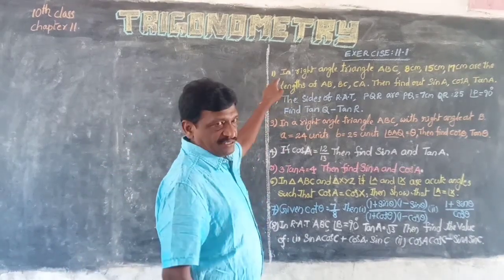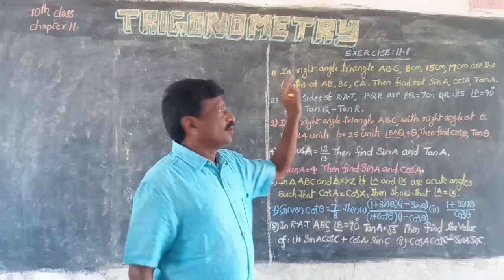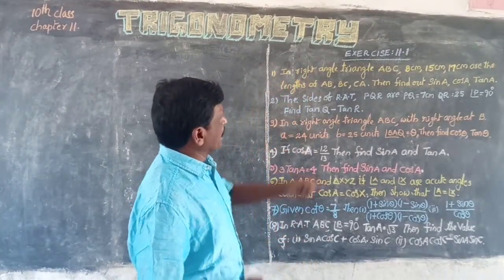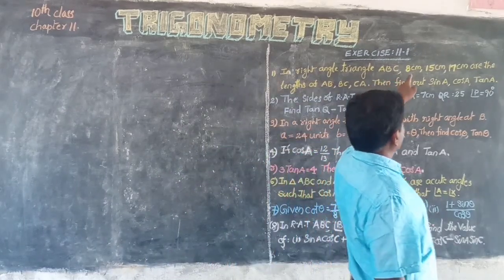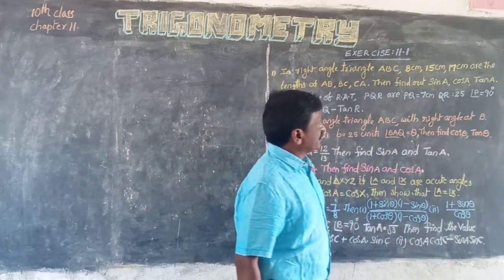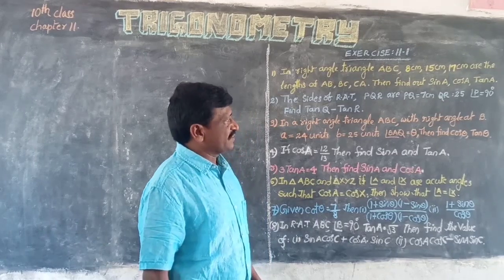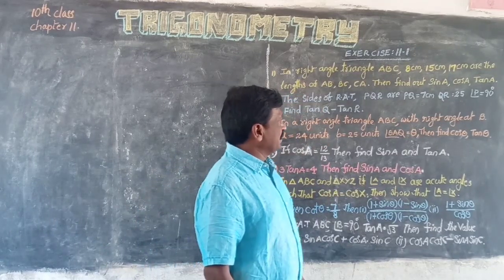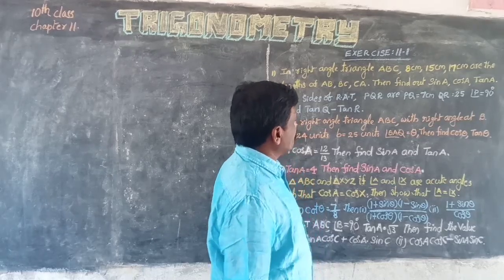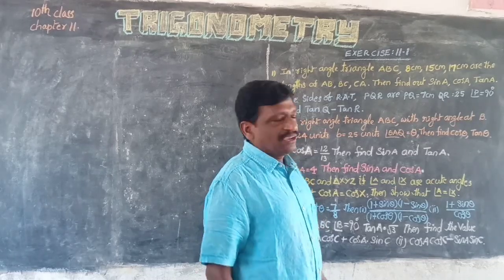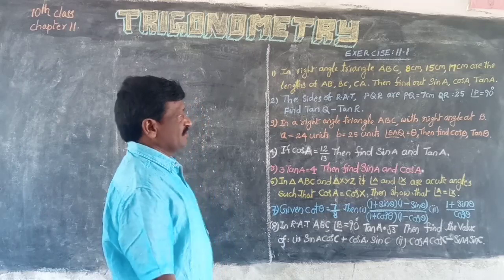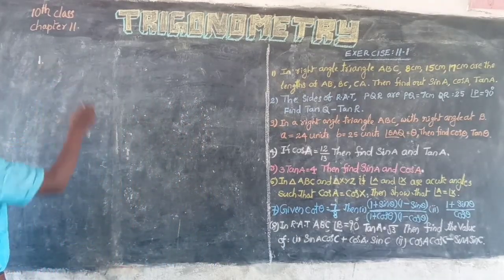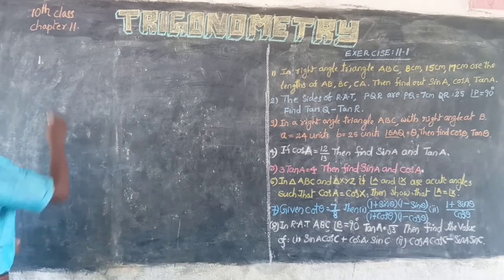This is the exercise. In the first sum, in right angle triangle ABC, 8 centimeters, 15 centimeters, 17 centimeters are the lengths of AB, BC, CA. Then find out sin A, cos A, tan A. First sum. Solution.